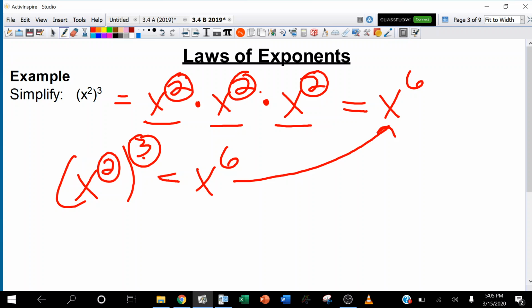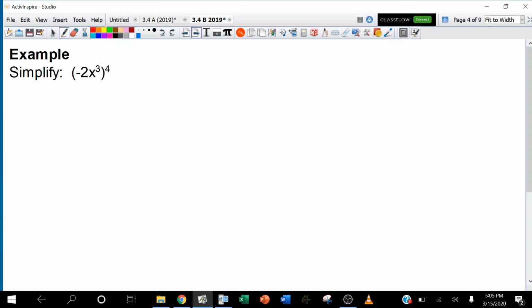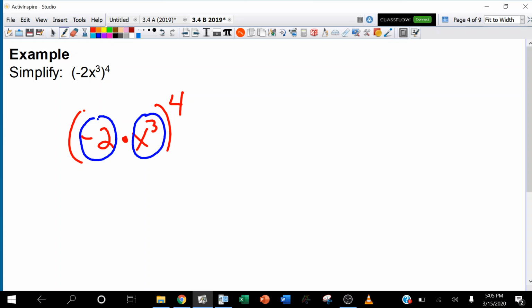Some other things we do with this is take the same concept, but now we have coefficients in front of the variables. Just remember that negative 2x cubed really means negative 2 times x cubed, and then the whole thing to the 4th power. Notice inside here, there are 2 different terms: the negative 2 and the x cubed. And each one of those I'm going to take to the 4th power.